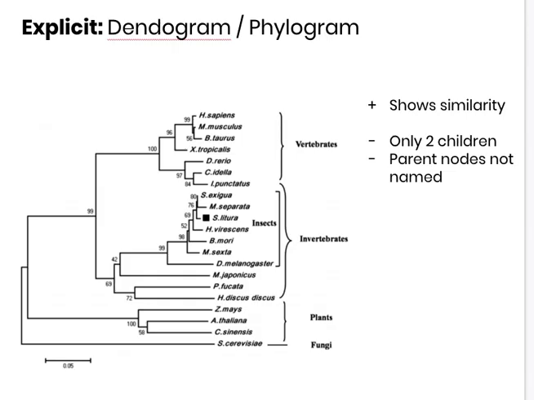Another kind of explicit representation, which is quite similar to the node-link diagram that we just discussed, is the dendrogram, also called phylogram because it's heavily used to represent phylogenetic trees. However, the main point here is that it shows similarities between elements. So in this example, this is a phylogenetic tree that shows how genetically similar specific organisms are.